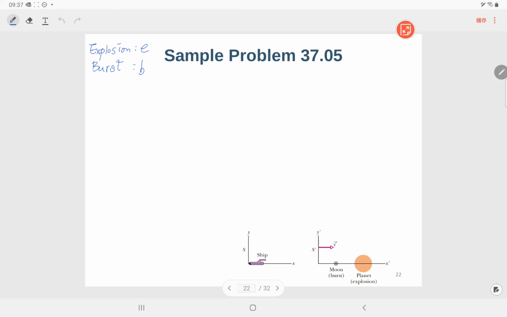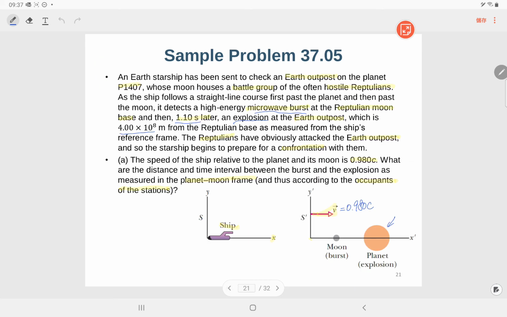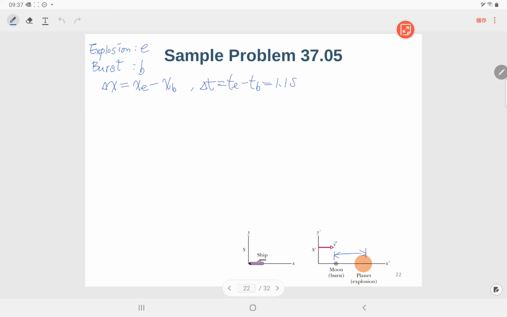Now we suppose the starship is stationary, and then we have a delta x, which is x_E minus x_B, the distance between them in your reference frame, and then delta t should be t_E minus t_B, which is 1.1 seconds, also in your reference frame, because this is what you can feel 1.1 seconds later. So this is delta t.